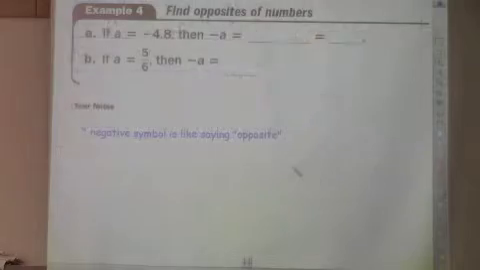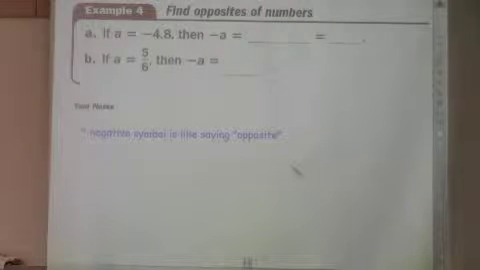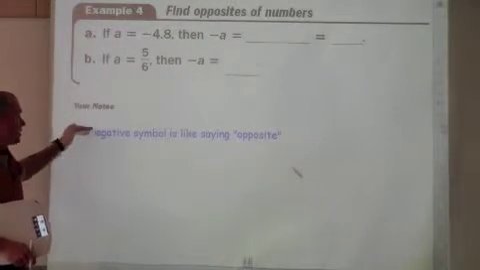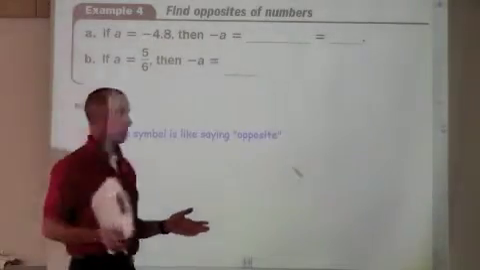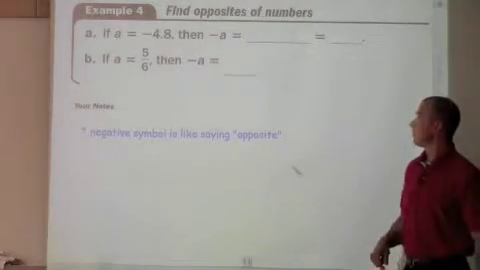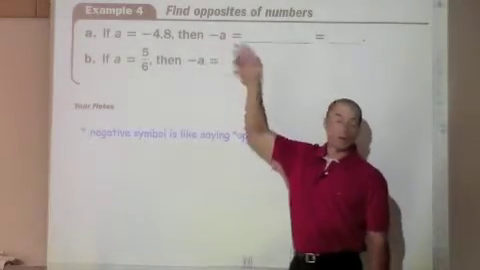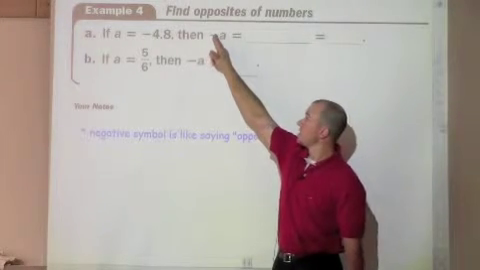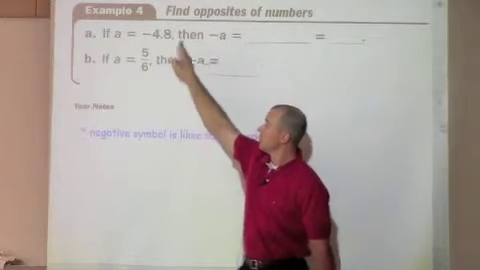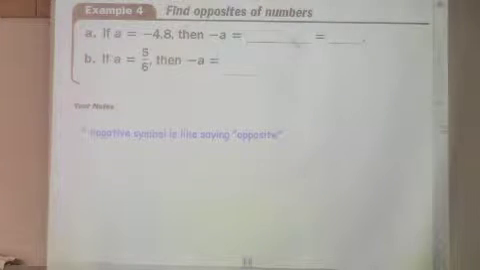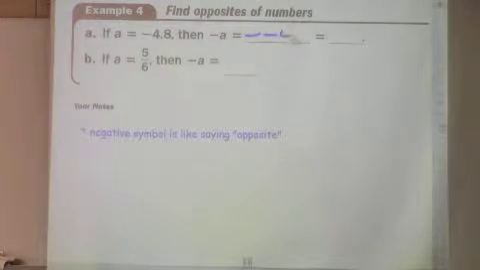All right, here we go. Take a look, jump all the way to example 4. First, we're dealing with opposites. Again, if you didn't already write it in your notes, think of the negative symbol being like opposite. If A is negative 4.8, then what's negative A? Or another way to think about it, the negative symbol's like saying opposite. What's the opposite of A? What's the opposite of this? It's like saying, what's the opposite of negative 4.8?